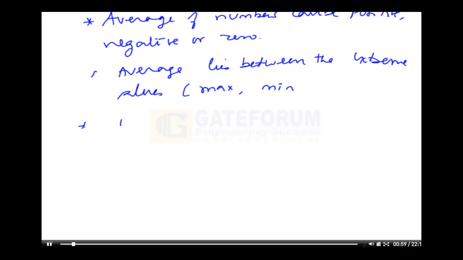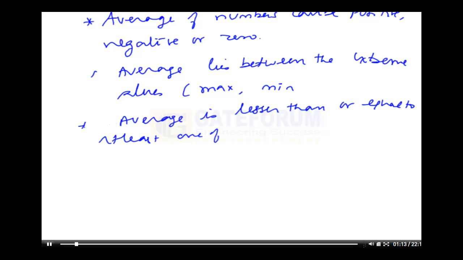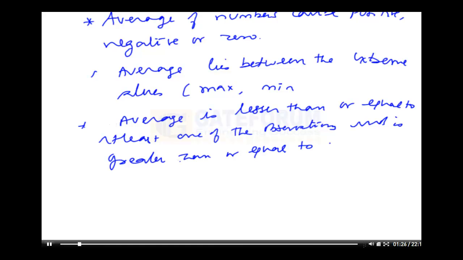So we can say average is lesser than or equal to at least one of the observations and is greater than or equal to at least one of the observations.